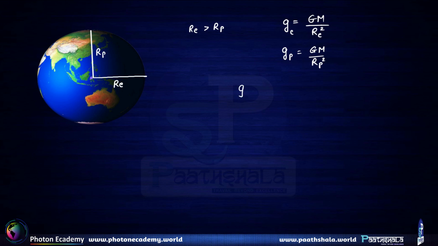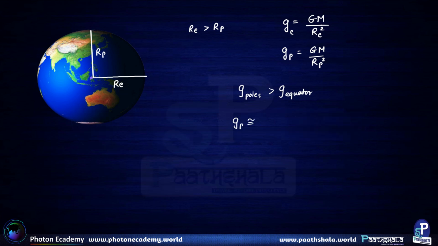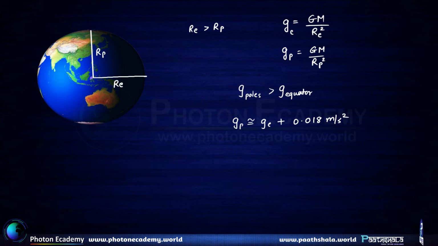So g at pole is greater than g at equator. The difference is approximately 0.018 meters per second square. So g at pole happens to be approximately g at equator plus 0.018 meters per second square. So this is the difference between the two. Whenever a body is shifted from the equator to the pole, the weight of the body, which is the net gravitational force that the earth exerts on the body, increases essentially.